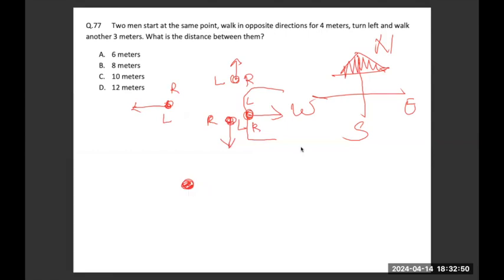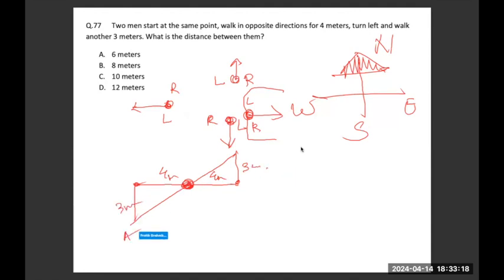in opposite directions. One walks in this direction, one walks in this direction, for 4 meters. They turn left. So this person, when he's turned left, will be moving upward. And when this person turns left, he'll be moving in this direction. They walk for 3 meters. What you have to find is the distance between them.